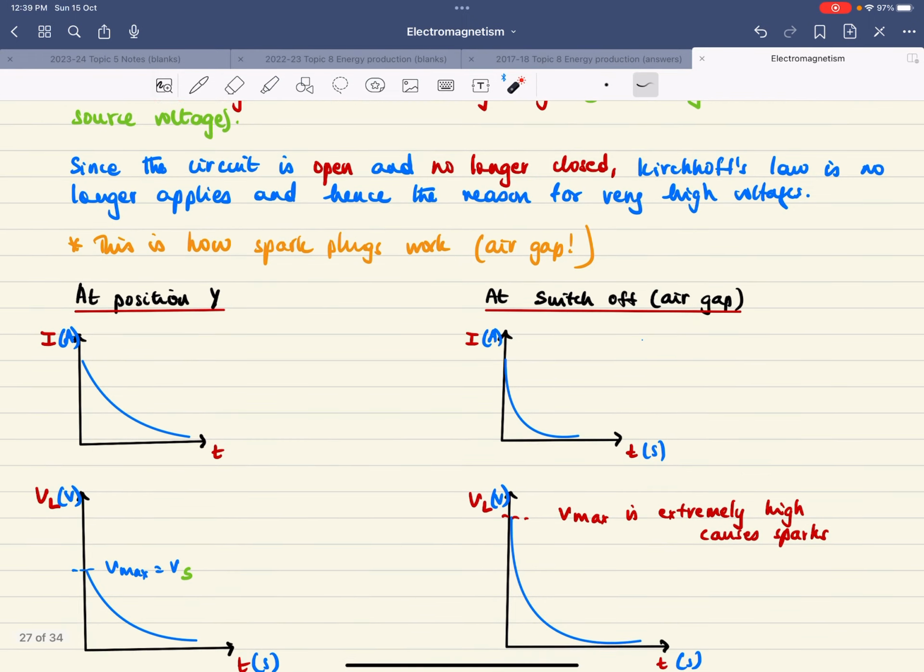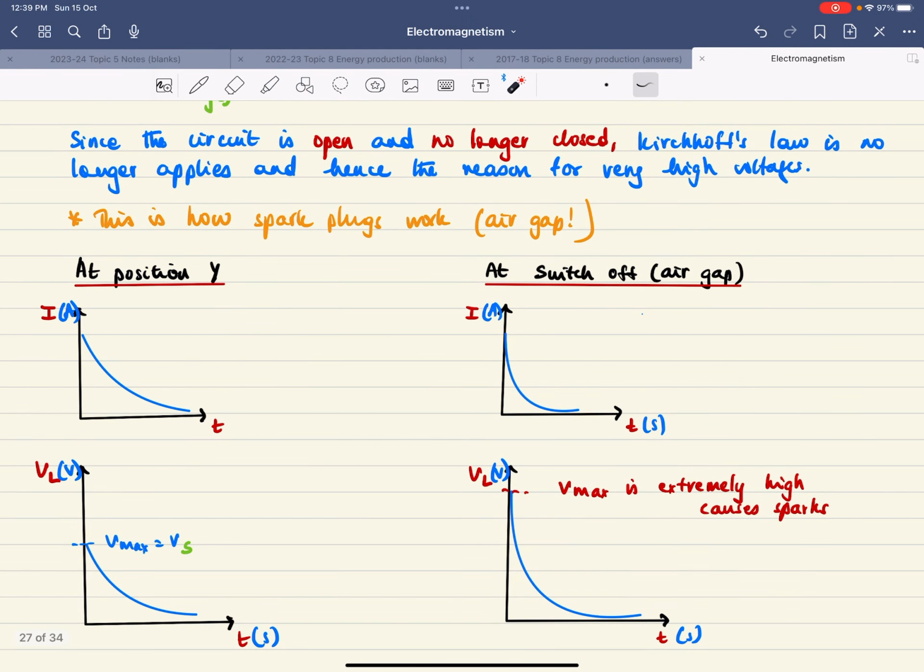So this is just comparing at position Y, as opposed to when it's between X and Y and there's an air gap. So the current falls in both cases, but the current falls gradually over here, so the time constant is bigger. Whereas over here the current rapidly falls to zero, so notice this gradient is much higher, and so the time constant is very small.